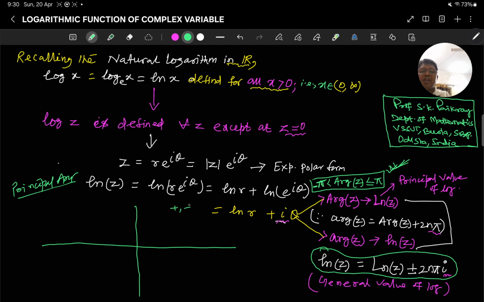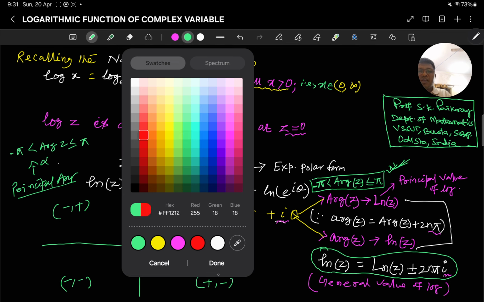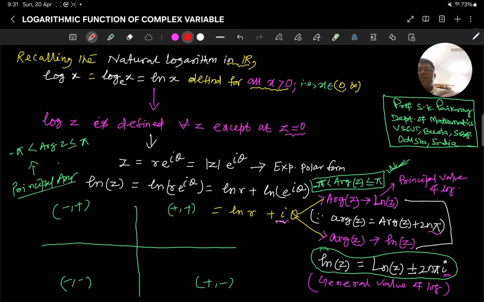So you may be in the first quadrant, the second quadrant, the third quadrant, or the fourth quadrant. Recalling my principal argument, minus pi less than Arg z less than or equal to plus pi. Let alpha be, ignoring the sign, tan inverse of mod y by x. So now z is equal to x plus iy.